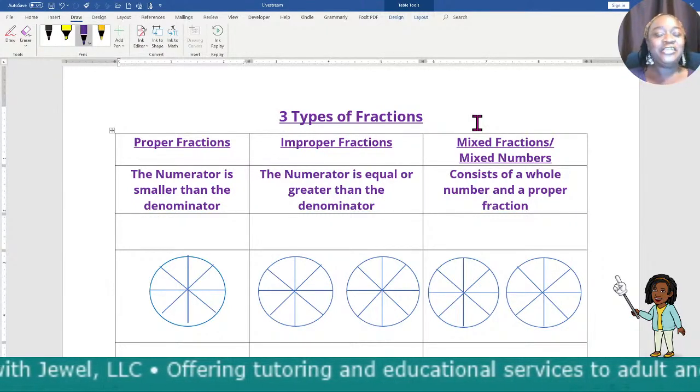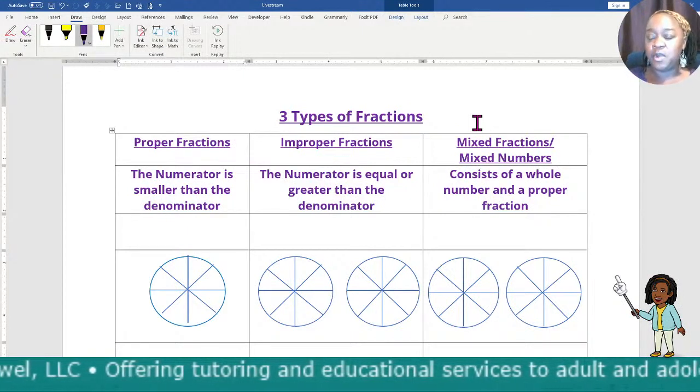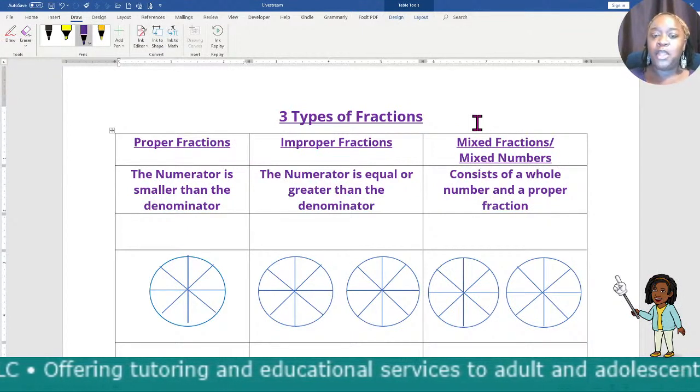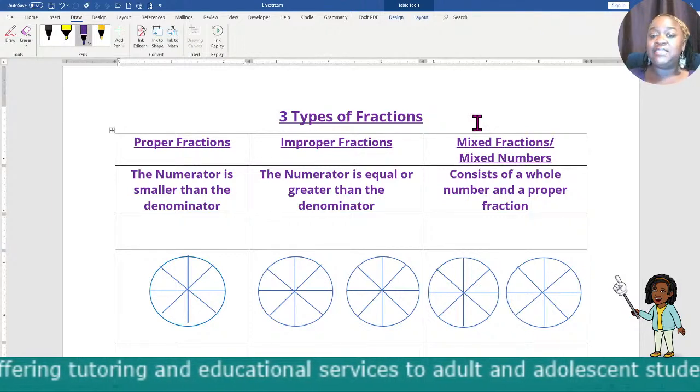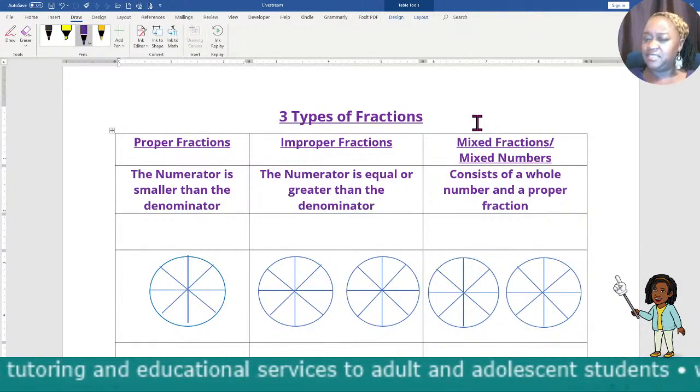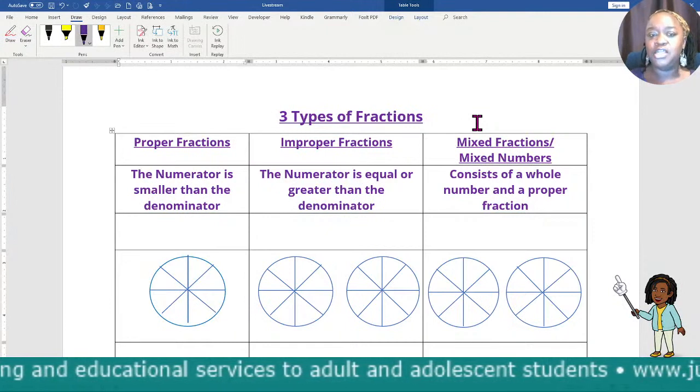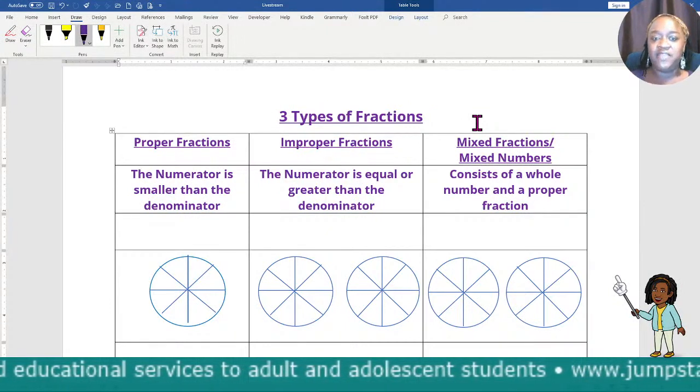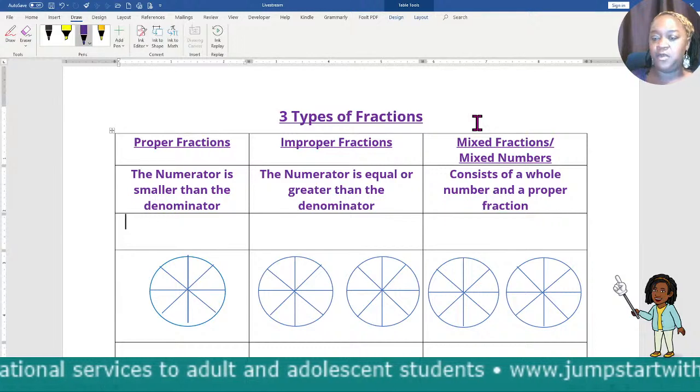So today, because we've been working with fractions, what we're going to go over are the three types of fractions. And this is where some of the confusion comes in. So hopefully once you watch this video, it'll make things a little bit clearer for you.